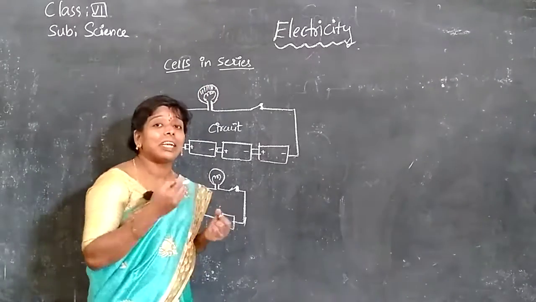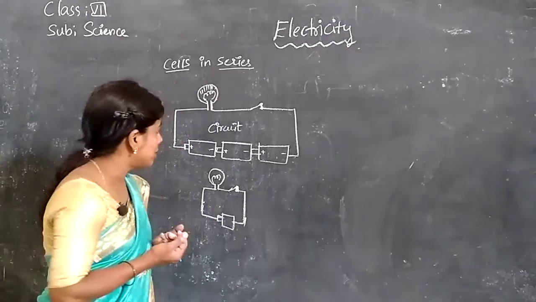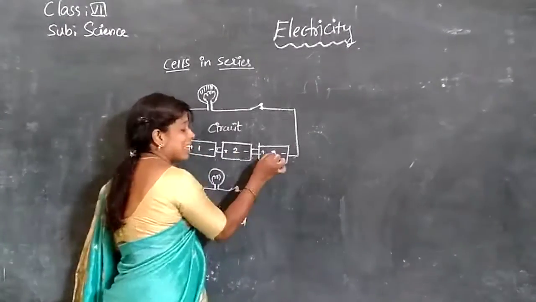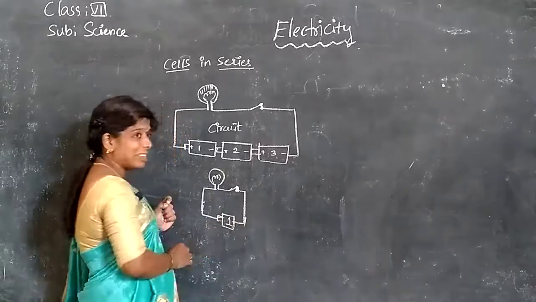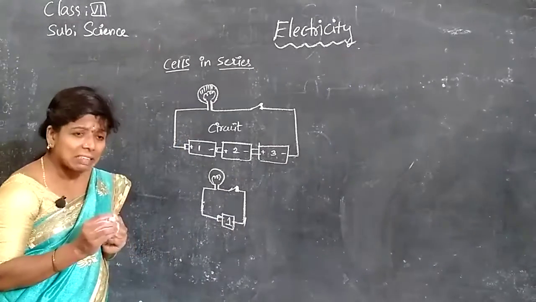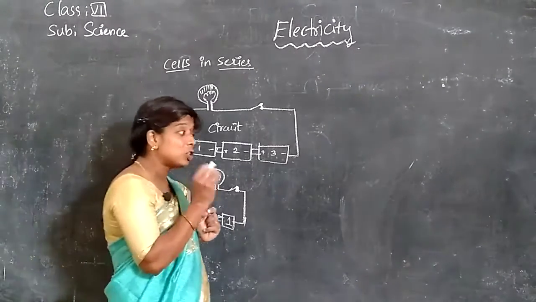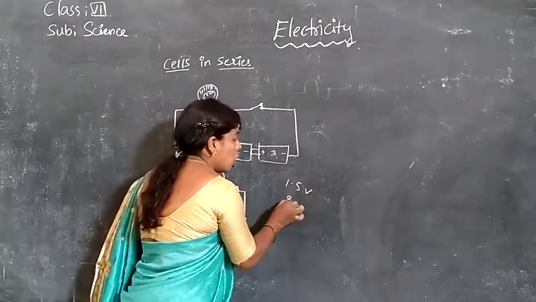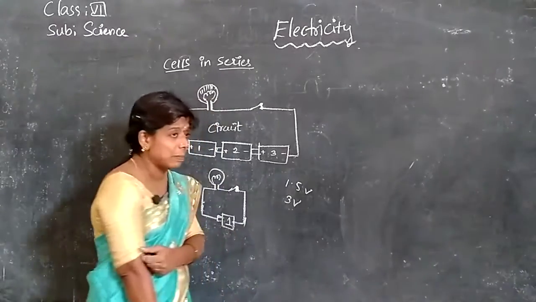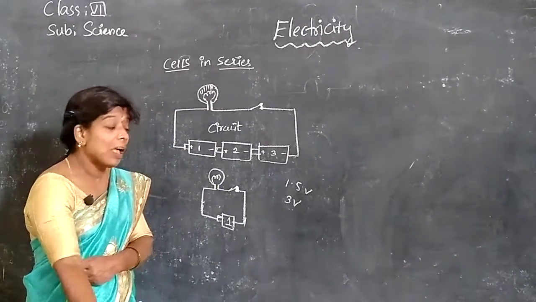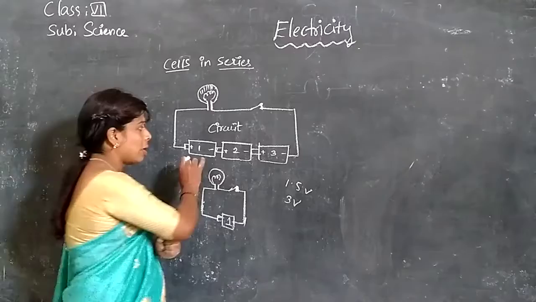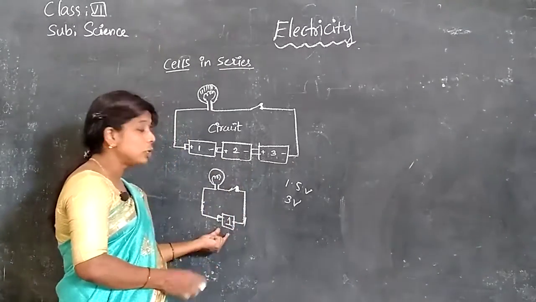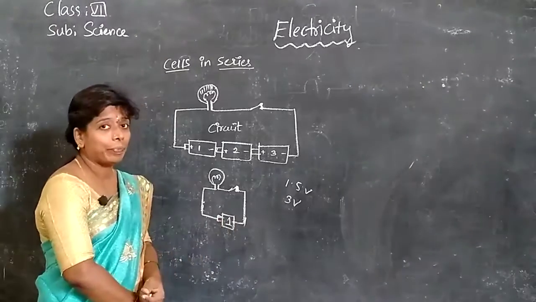What is the difference here? Here we used 1, 2, 3 cells. Here we used only one cell. And see, whatever cells we are using, they should have the same potential difference, 1.5 volts or 3 volts. Whatever bulbs we are using, they should be of the same voltage, 1.5, 1.5, 1.5. Here we use only a 1.5 battery.